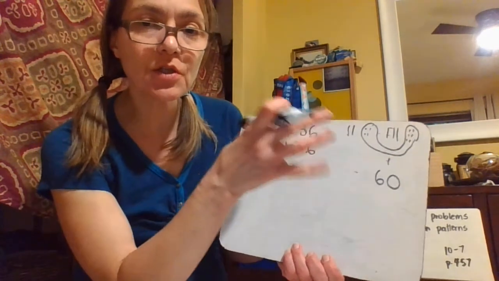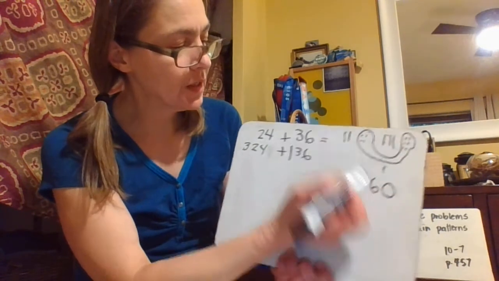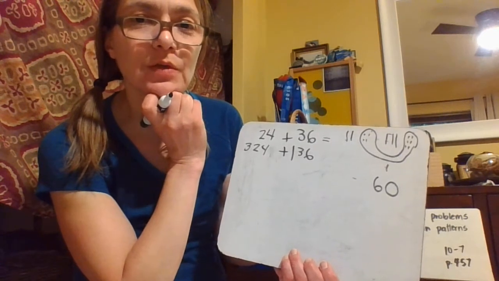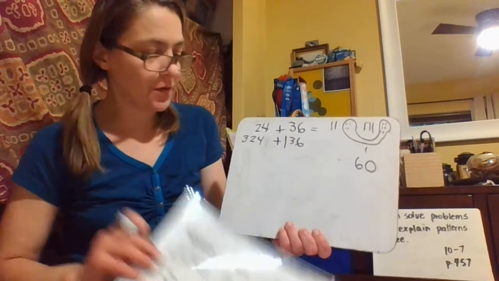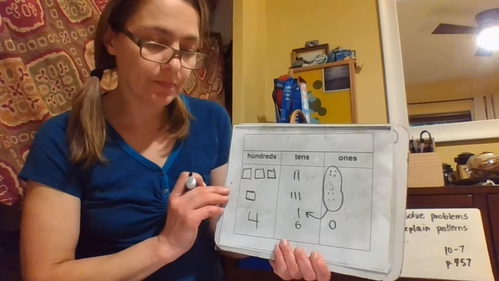So knowing the 2-digit number is going to help you. Knowing how to add those 2-digit numbers is going to help you when you're adding the 3-digit numbers. Because the 1s and the 10s place value in these equations don't change. Okay?